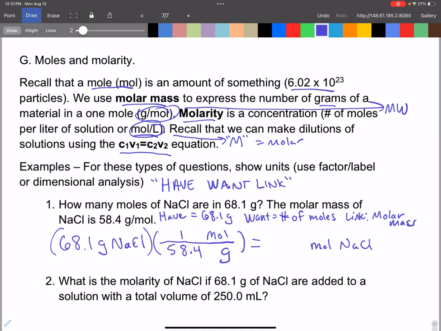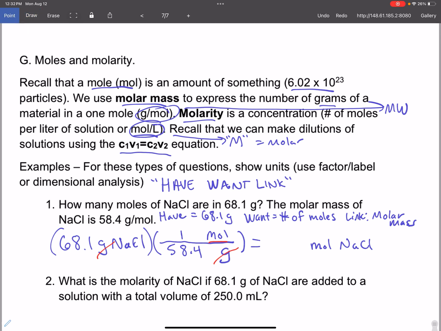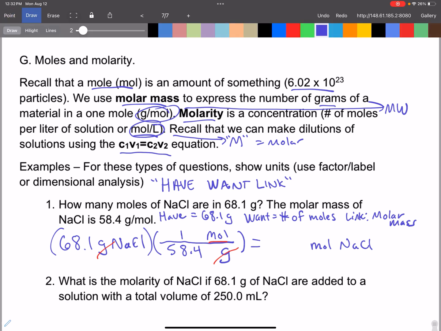And so watch, if we then cancel out our grams with grams, we're left with moles up here in the numerator. And so the units are what we want, moles of sodium chloride. And so we can just go through and do the math, 68.1 divided by 58.4. And we'll discover, if you do a little bit of rounding, you get about 1.17 moles of sodium chloride.